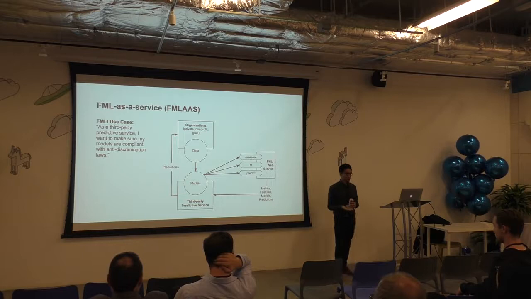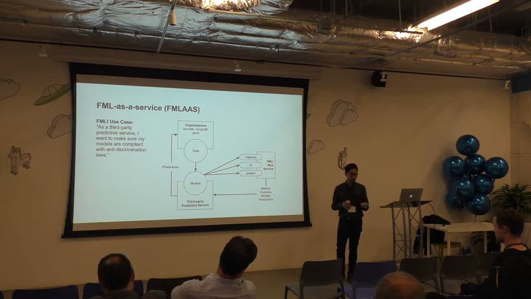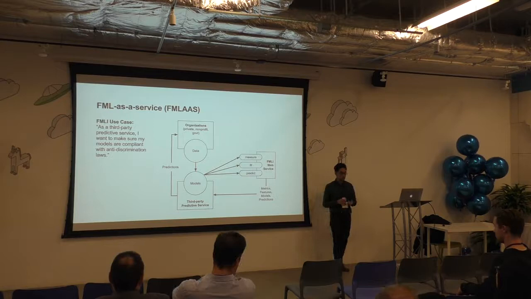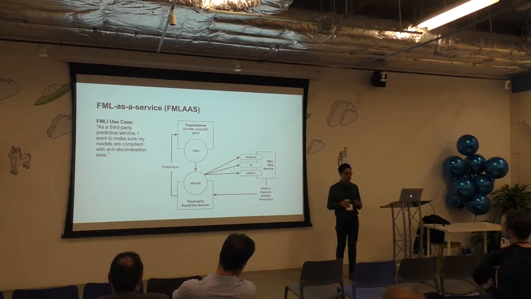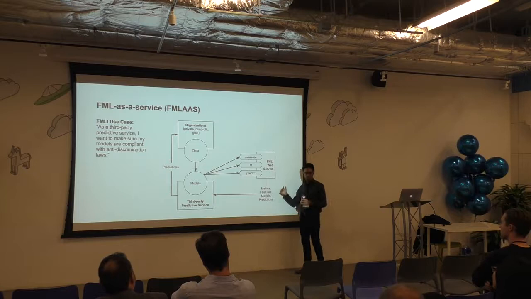I'm not sure if there's too much work on this, but an idea would be to train, say, a neural net model that has a hidden layer with the prejudice remover regularizers encoded in the activations of those layers. In theory, and I don't know if anyone's done this, you would learn a representation of your data that you can transfer to other use cases. So in this case, the fMLI web service would return fair feature representations, or even models, that the third-party predictive service could use.